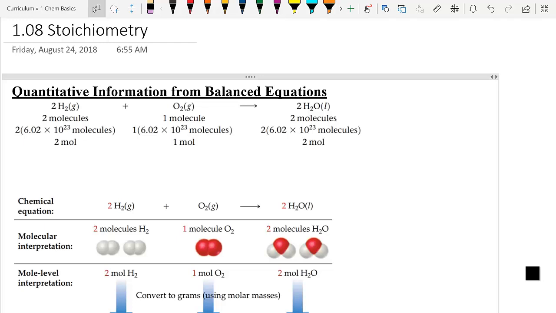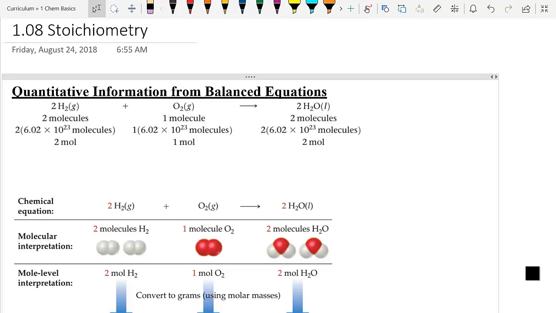So today what we're going to do is talk about stoichiometry. This follows in the Brown-LeMay text, sections 3.6 and 3.7. Starting things off, we are going to learn a lot about what's happening in a chemical reaction by looking at a balanced chemical equation.